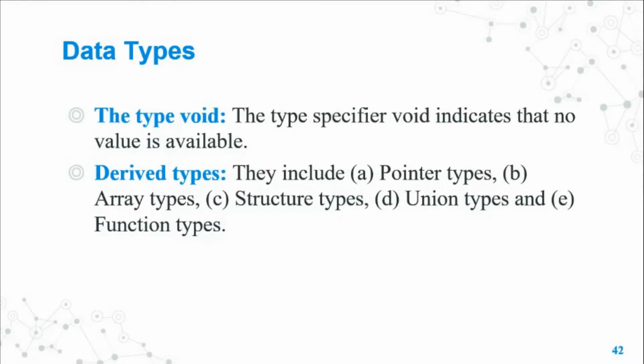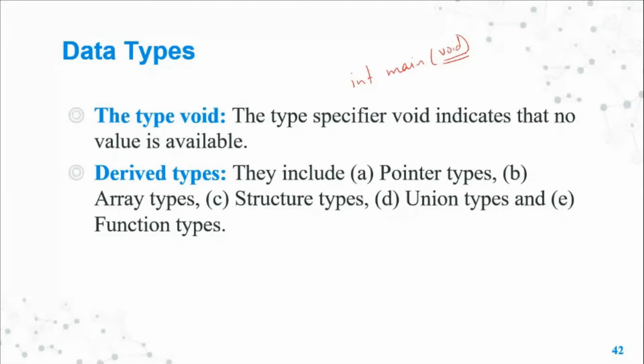Then the type void. When we defined the function main, int main void was written. So it was written like this: int main, then within brackets void. I said that this void means nothing is passed into the function main. So no value, no character, no data is passed into the function main. And this void also represents the same thing. The type specifier void indicates that no value is available. Void means nothing is available.